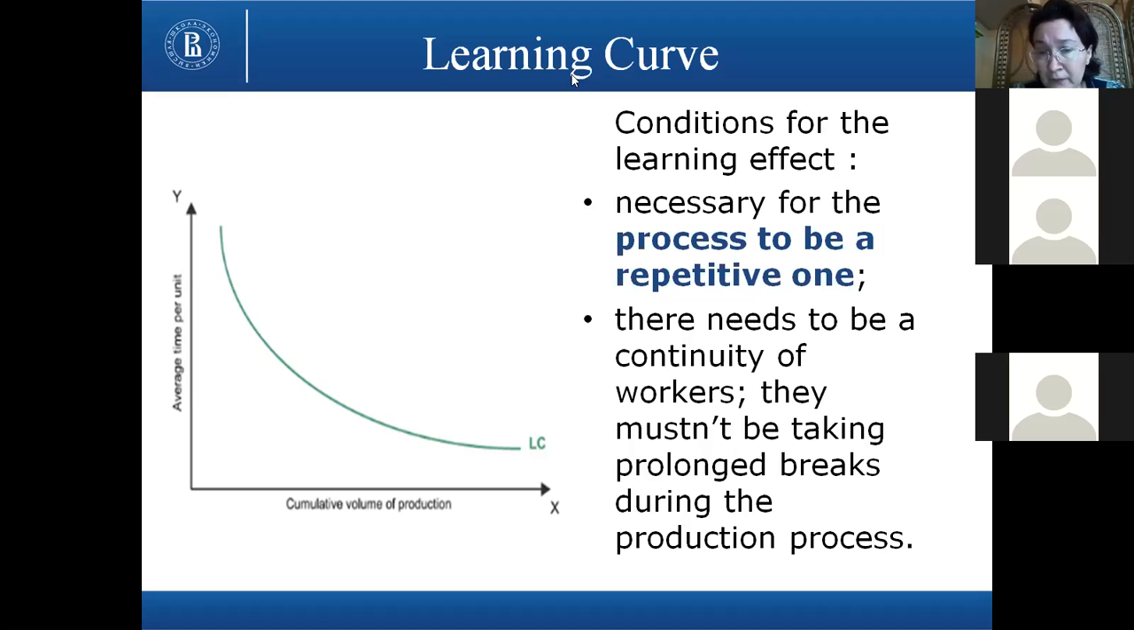And the second condition for the learning effect is the following: there needs to be a continuity of workers. So it means that they mustn't take prolonged breaks during the production process. And of course, it is a complicated condition. So these are limitations for learning curve application too.